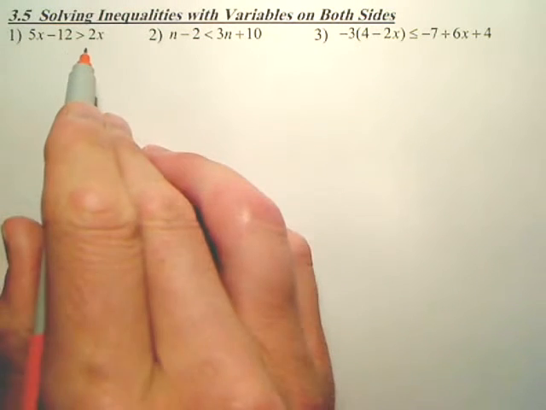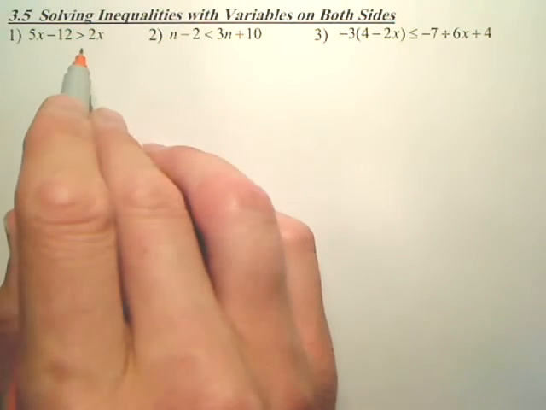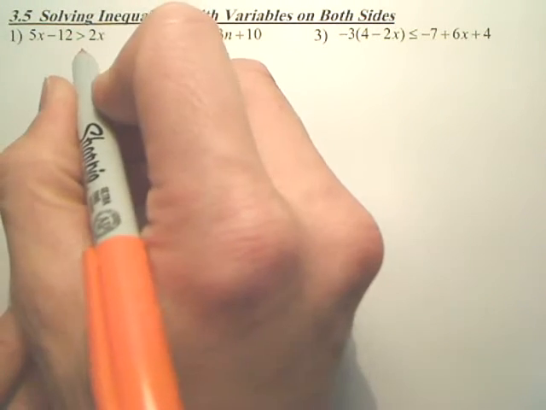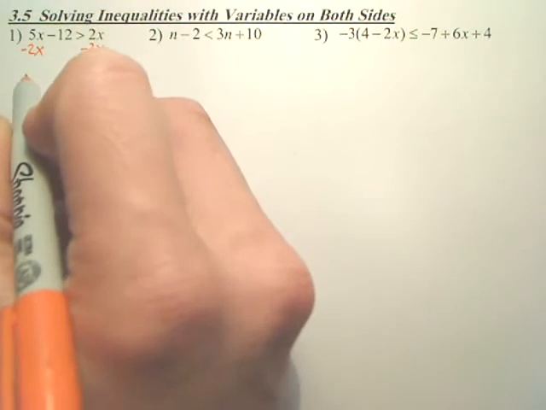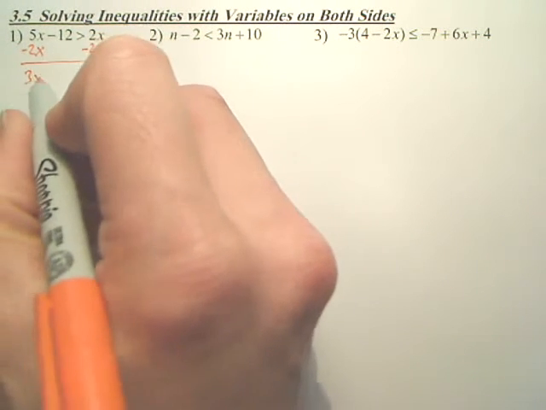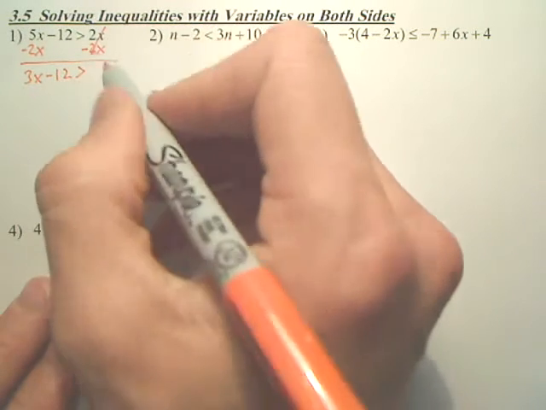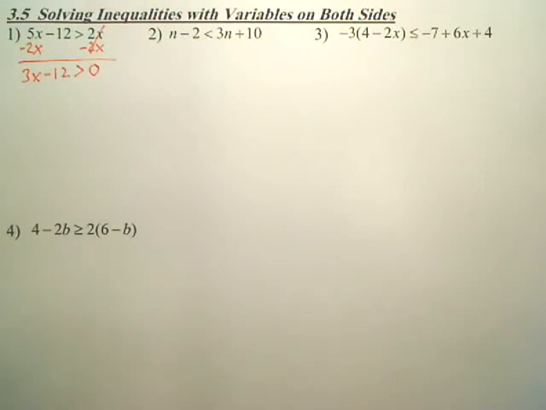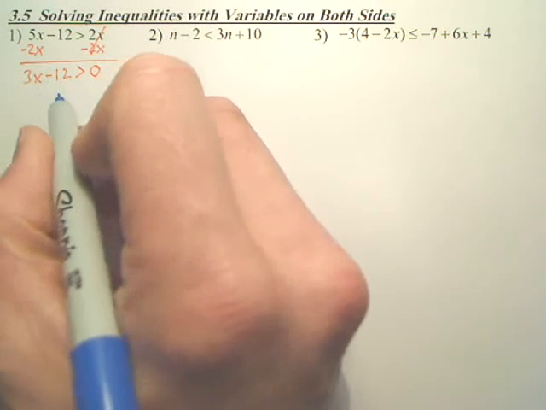We are going to solve this inequality. There are variables on both sides, so the first step is to get the variables on the left side. So basically, I'm going to minus this 2x over. I now have 5x minus 2x is 3x. I have minus 12. I have a greater than sign. And wait a second, that leaves me 0, because it cancels and leaves me nothing. It's okay to have 0. 0 is a number.